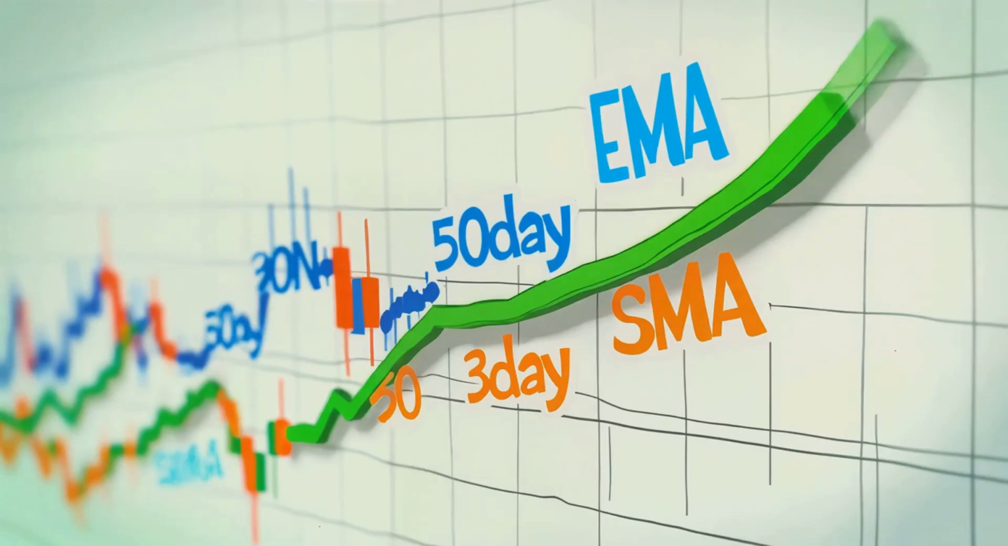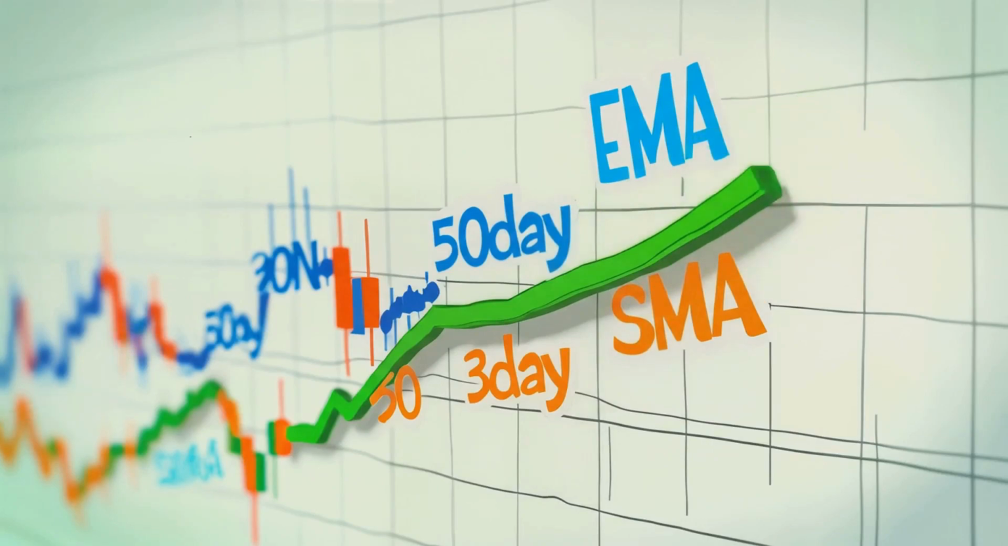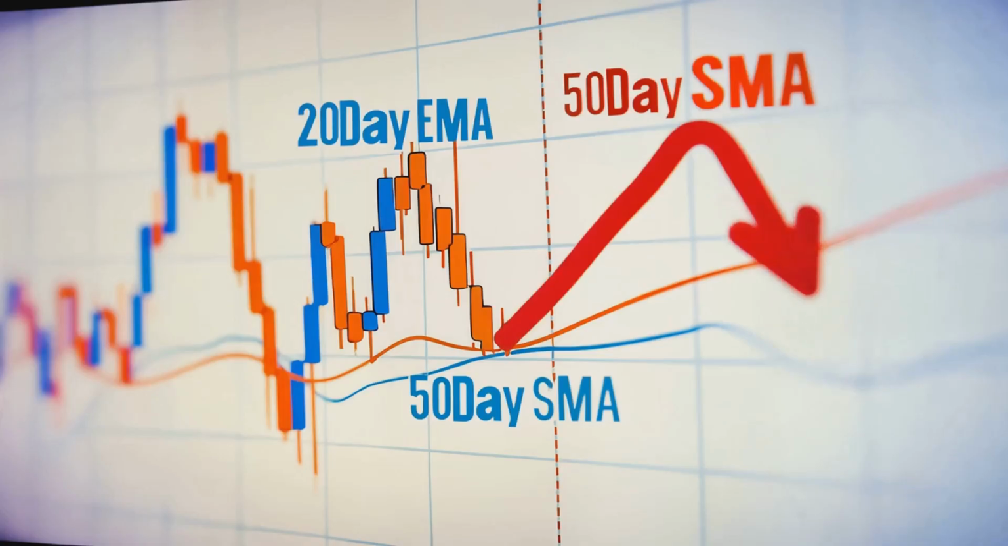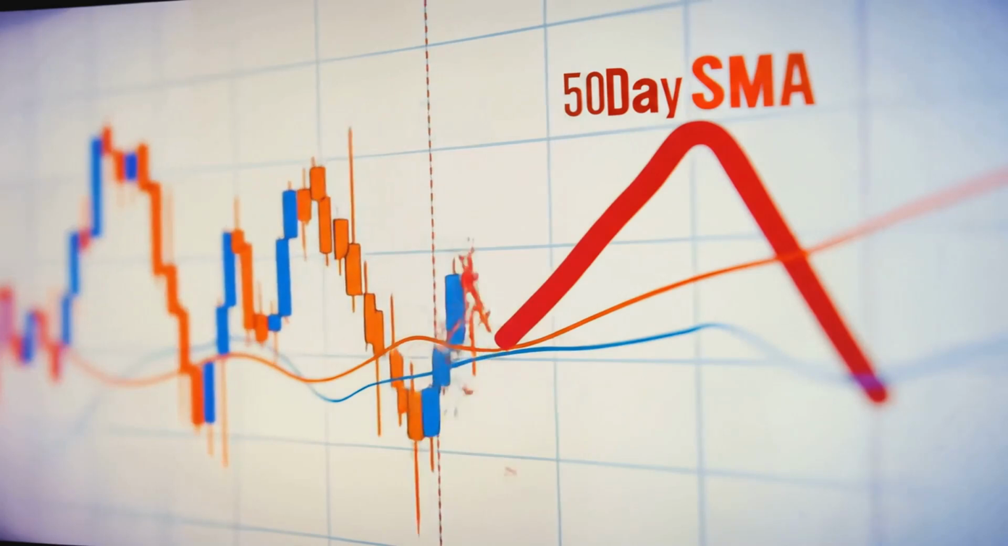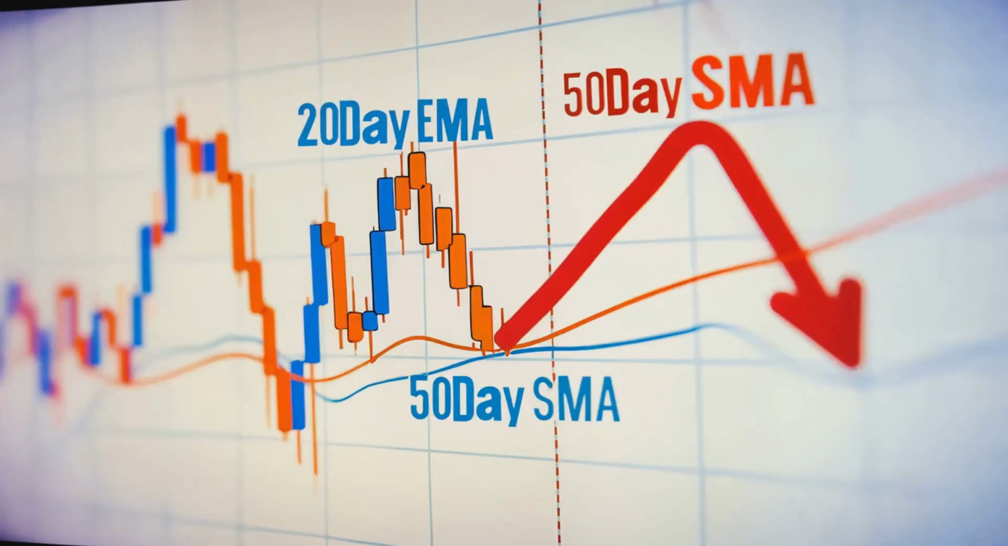For instance, if the 20-day EMA crosses above the 50-day SMA, traders see this as a bullish indicator, suggesting further price increases. Conversely, if the 20-day EMA crosses below the 50-day SMA, traders interpret this as a bearish signal, suggesting possible price declines.